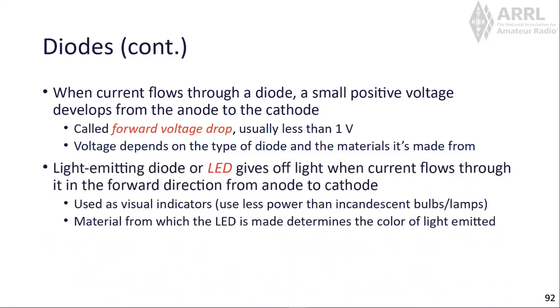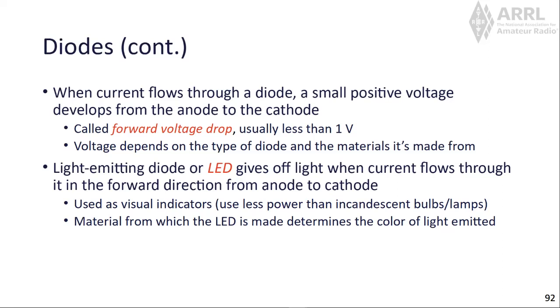Light emitting diodes, or LEDs, give off light when current flows through them in the forward direction, going from the anode to the cathode. They're used as visual indicators. They use a lot less power than the old standard incandescent light bulbs or lamps did, and they're a lot more reliable. They don't burn out near the same way that the old bulbs did. The material from which the LED is made determines the color of the light emitted.